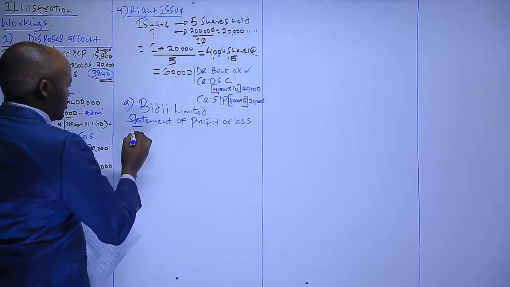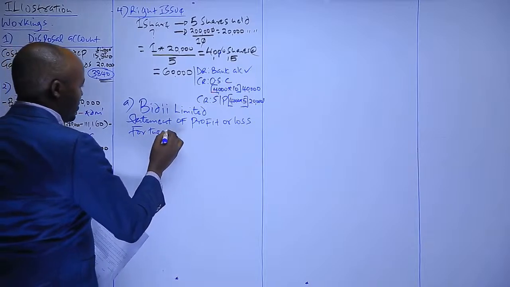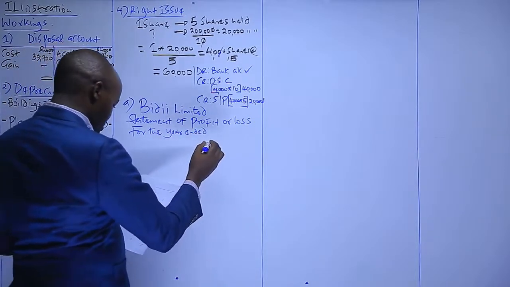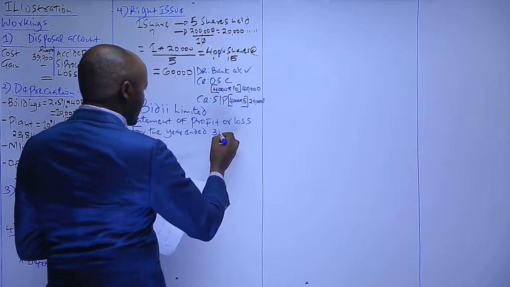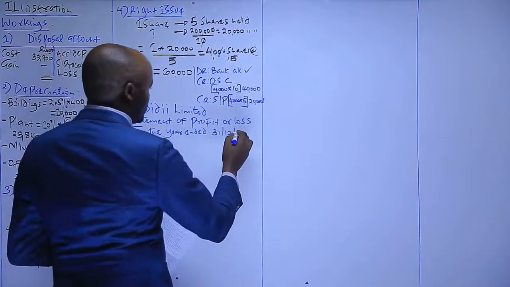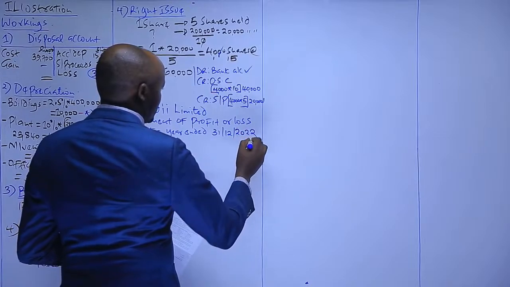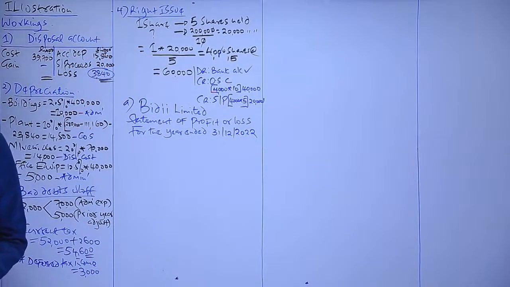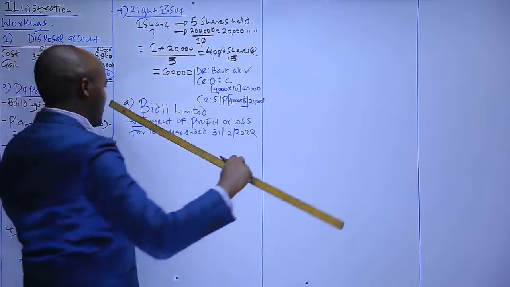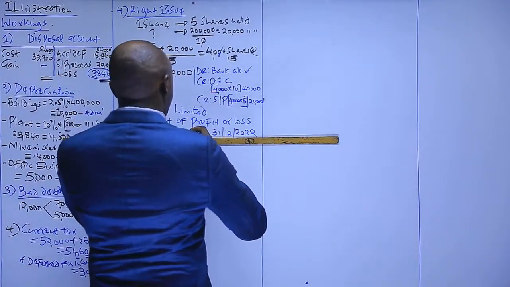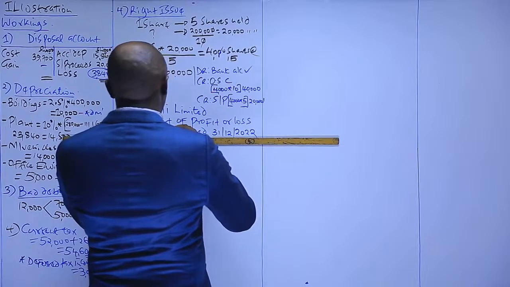Statement of profit or loss for the year ended 31st of December 2022. So that is basically our title there. And then now we have to use the format which I gave you.